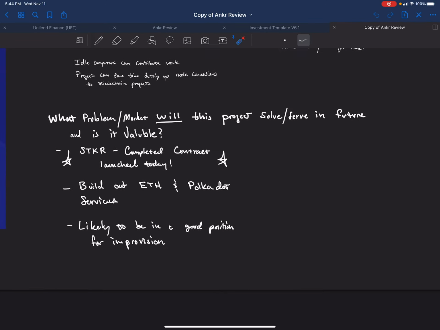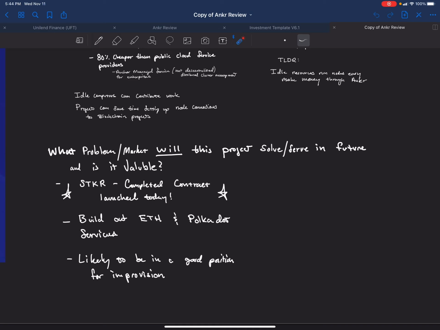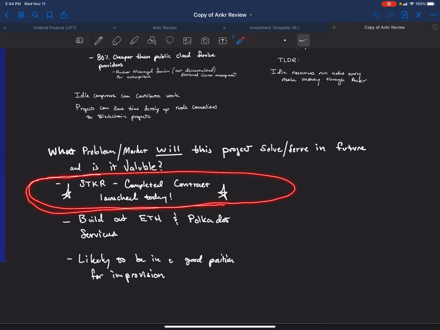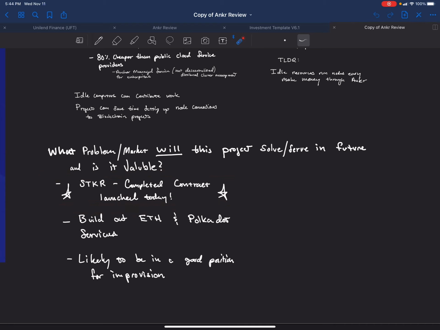Okay, so what problem will this project solve in the future? Well, first of all, I was building this project yesterday, and they actually made a major announcement yesterday. Staker is launched. The contract launched for that, and from what the CEO is saying, you can earn 25% on your Ethereum for staking to Ethereum 2.0. So they do offer that as a service, and I will get into more details of the staker in this video.